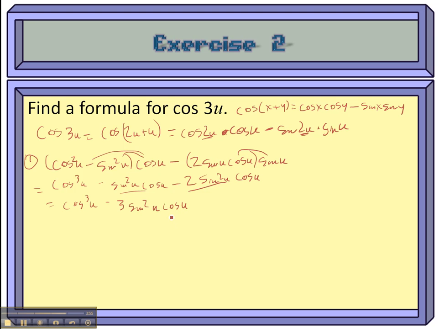Now both of them have a factor of cosine, so I can factor that out. So cosine u times, and then in parentheses I'm going to have cosine squared u minus 3 sine squared u. And that's as far as I can take that one. That's the first possibility of a formula for cosine 3u. We're going to look at some more in the next video.